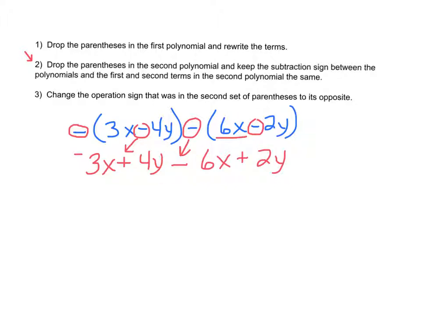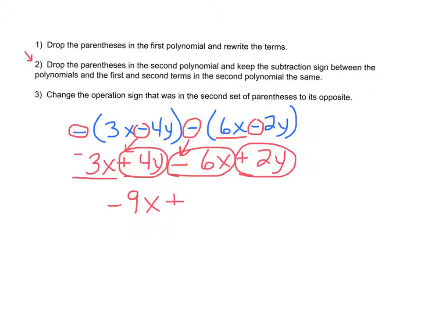Now I need to go through and combine my like terms. I have a negative 3x, subtract 6x, which is a negative 9x, and I have a positive 4y plus 2y, which gives me 6y for the answer.